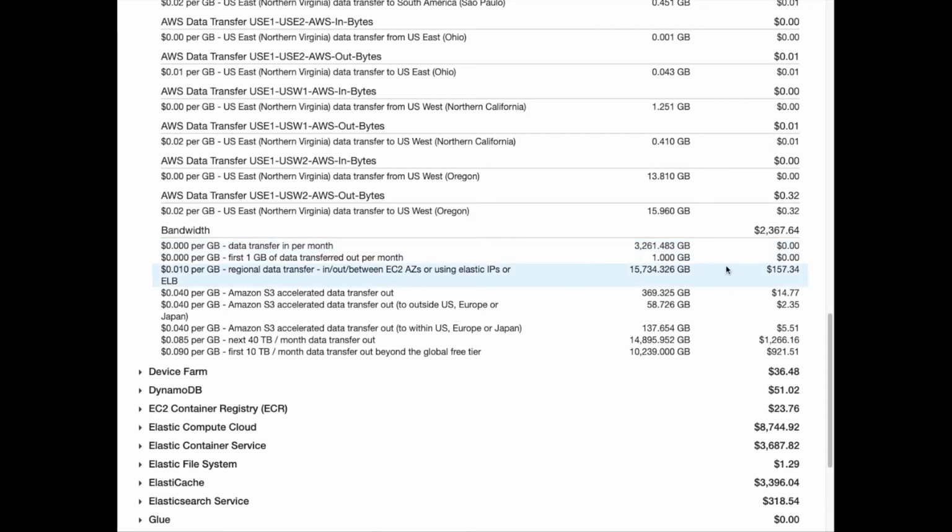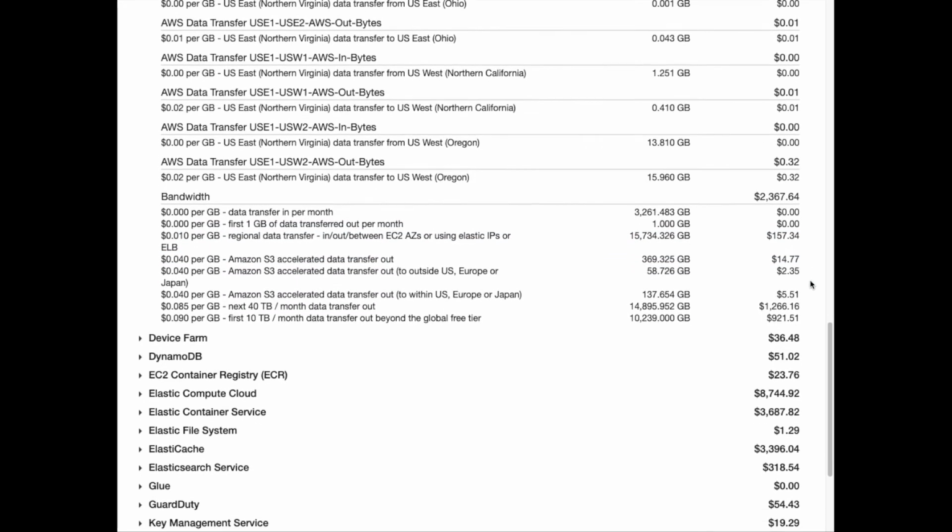The next section is our regional data transfer, and that's data transfer between different availability zones. For example, if you've got an EC2 instance in one availability zone talking to a database in a different availability zone, that's going to be represented here in this charge. We had just almost 16 gigs of data transfer there, billed out at 1 cent per gig, so it came out to $157. That seems pretty in line with our usage.